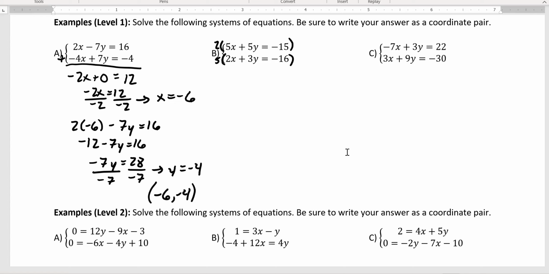eliminate x. So when I do that, I'm going to have 10x plus 10y is negative 30. 10x plus 15y is negative 80. 5 times negative 16. Woof. All right. Now in this case, let's see here. Since I have the same variable here, I'm going to subtract the bottom equation.